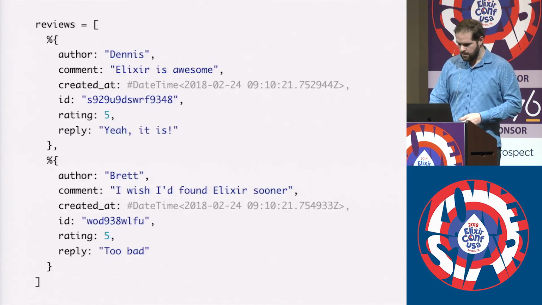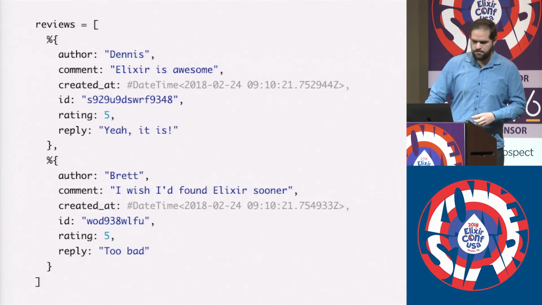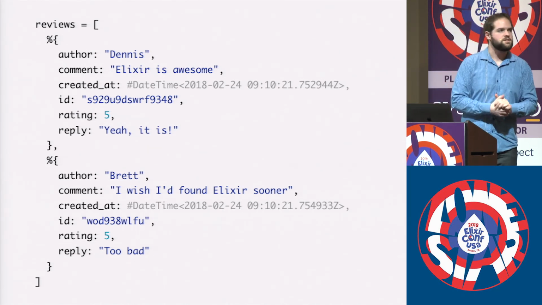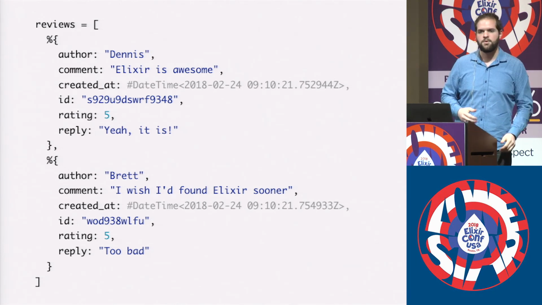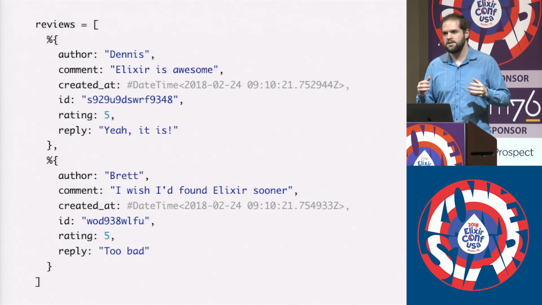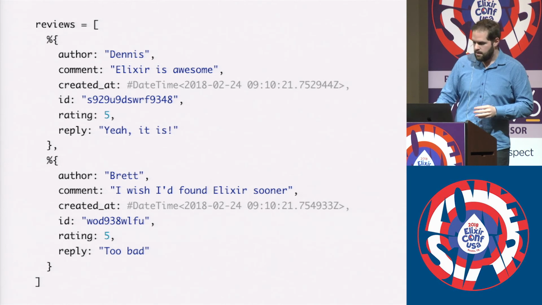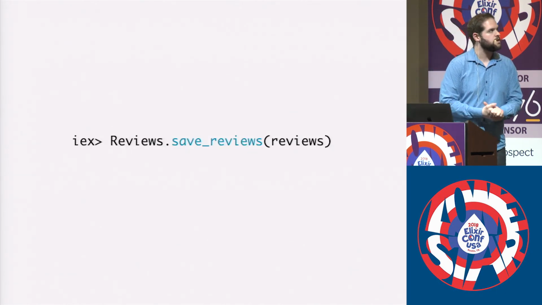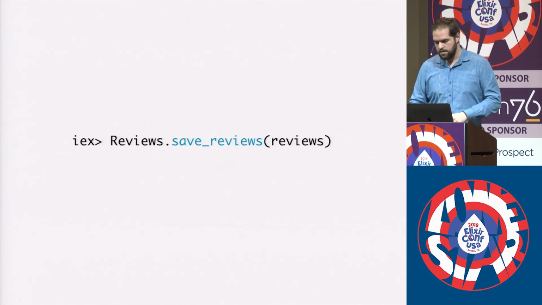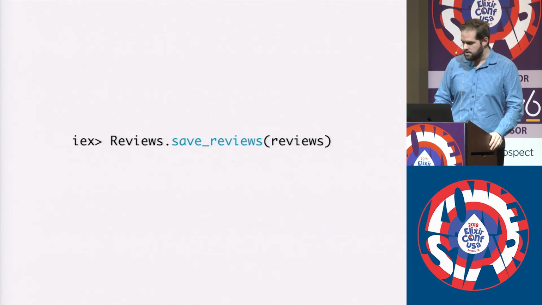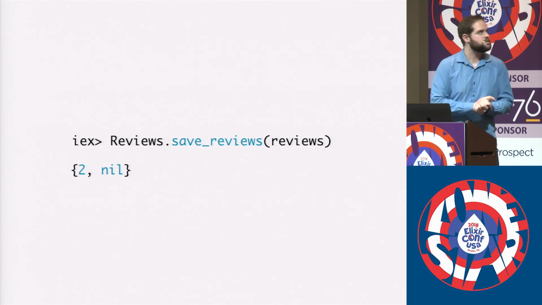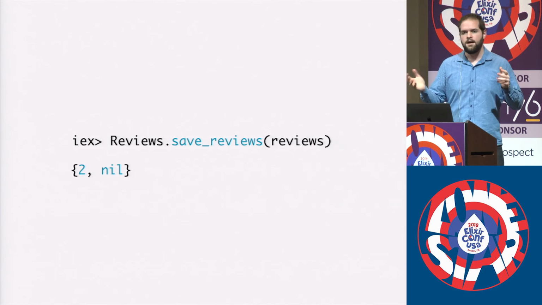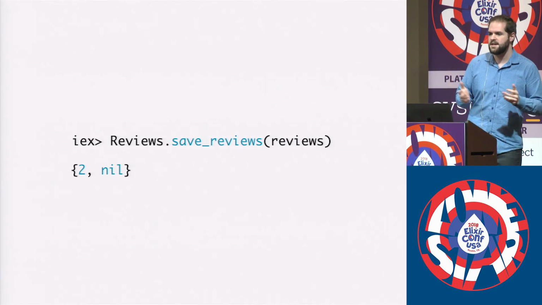So, going back, now we have this list of reviews. And so this is kind of what we're getting back from the Google API. I've restructured it a little bit so that it fits our schemas perfectly. And then what we're going to do is we're going to run that function that we set up, reviews.saveReviews, and pass in that list of reviews. And so what we get back is a tuple containing the number of rows that were affected and anything that we're returning, which in this case is nil.